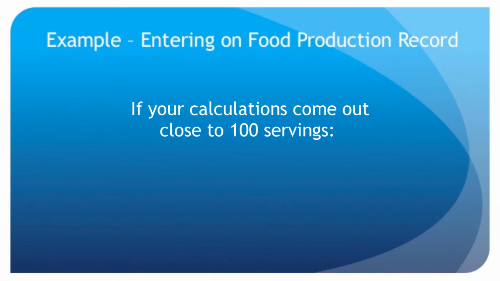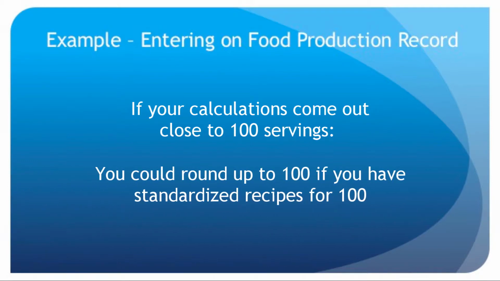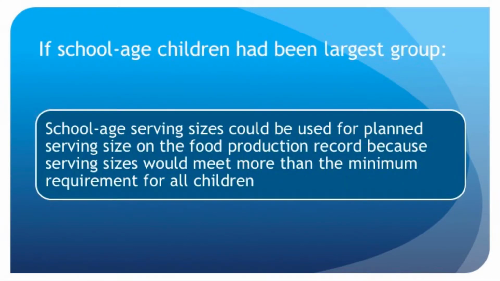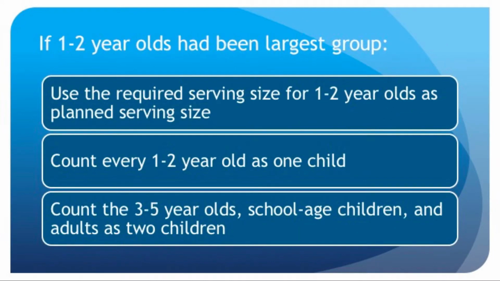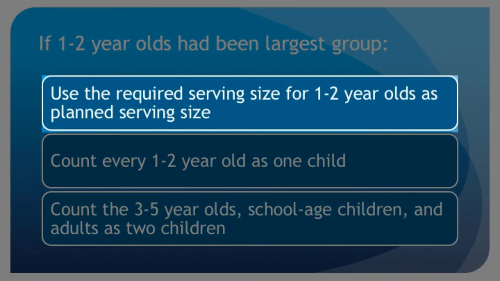If your calculations come out close to 100 servings, like the 97 in our example, you could round up to 100 if you have standardized recipes for 100. If school-age children had been the largest group, school-age serving sizes could be used for the planned serving size on the food production record because the serving sizes would meet more than the minimum requirement for all children. If 1 to 2-year-olds had been the largest group, you would use the required serving sizes for 1 to 2-year-olds as the planned serving size.